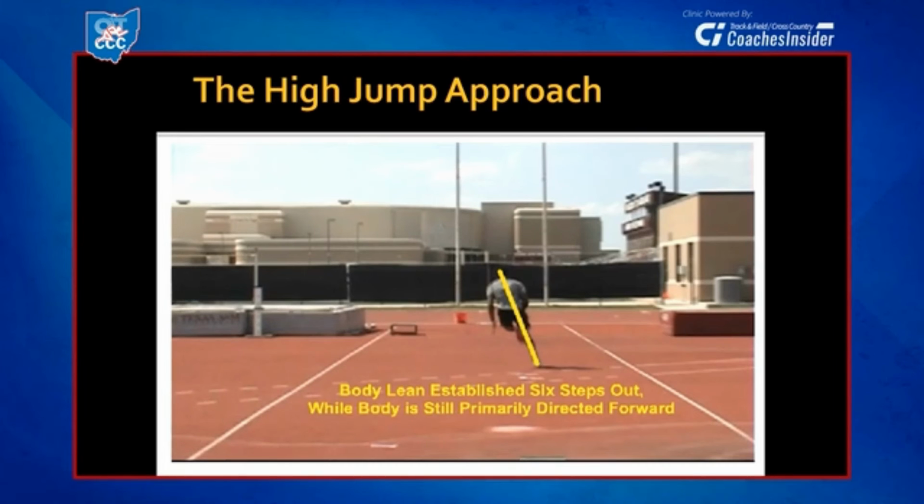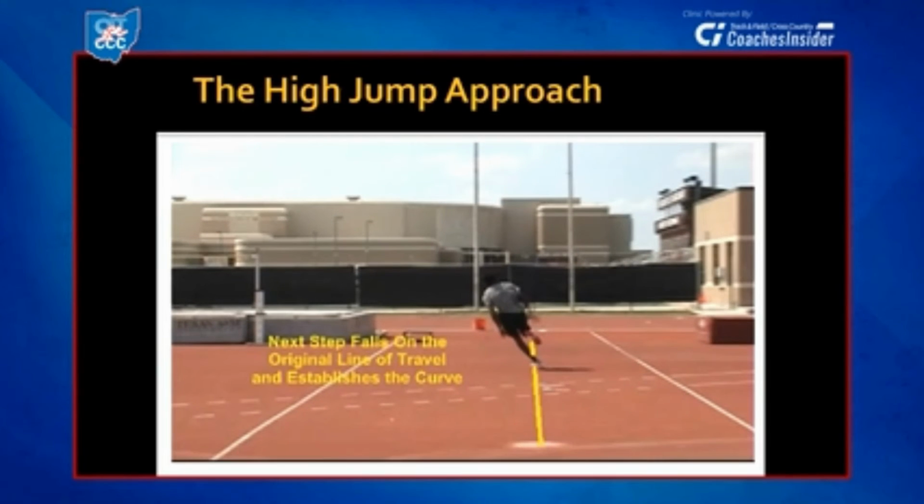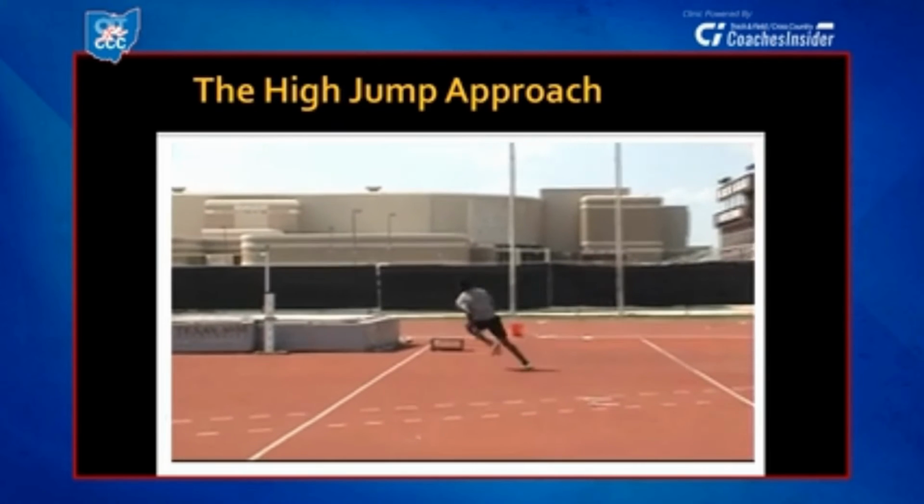So that's an important concept in high jump approach running. You don't establish your lean by moving your shoulders inside of your feet. You establish your lean by moving your feet outside of your shoulders. And notice that the lean is established while we're still predominantly running straight ahead in a forward direction. And from this point on, here you can see the 6th step of the 10-step approach, and you can see that it's definitely angled into some degree, and it lands back on the original line of travel. And from this point in, you're into the curve.